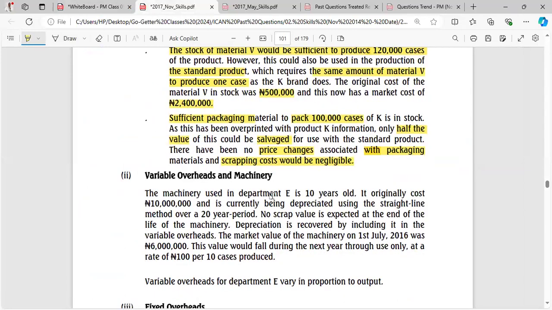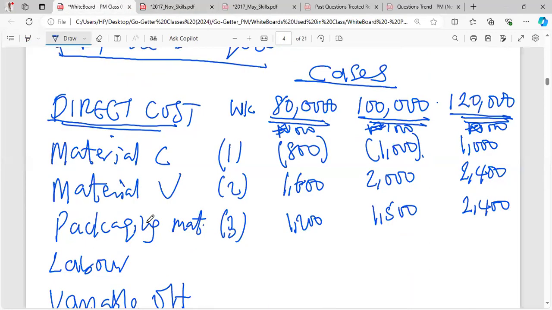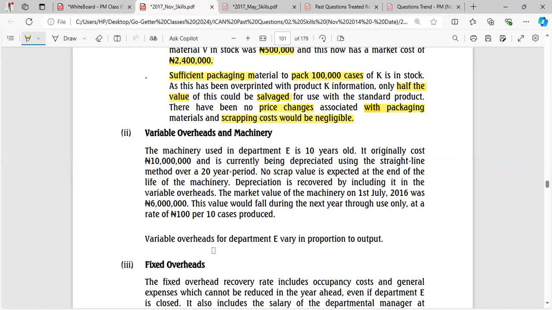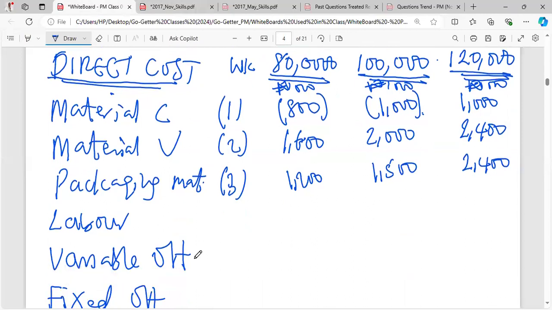Then we come to, we have labor here, but it's as if they didn't talk about labor, so let's jump it. Variable overheads and machinery. Variable overhead. So let's go to variable overhead. So here, call this workings number 4. So we are jumping the labor.